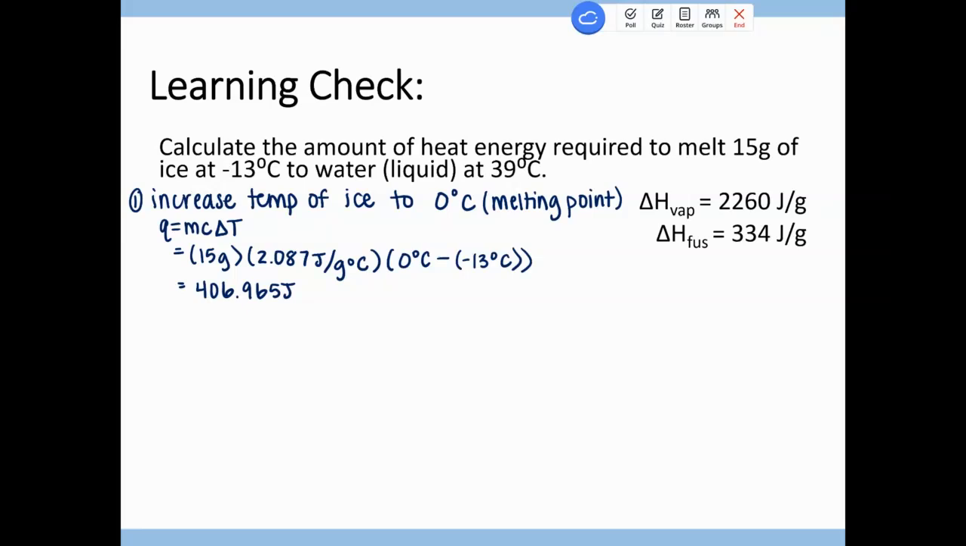We've reached the melting point of water. We can't increase the temperature yet. We need to know how much energy is required for that phase change to go from a solid to a liquid. It remains at 0 degrees Celsius, but some amount of energy will be required to melt that sample. So our next step is to melt the solid at 0 degrees Celsius, or the melting point.